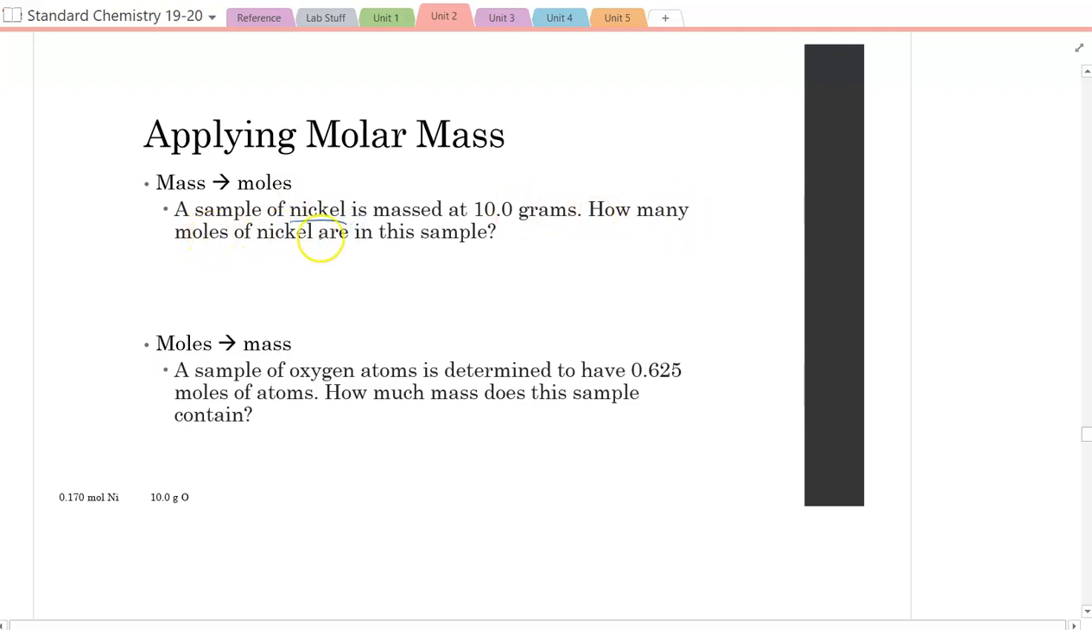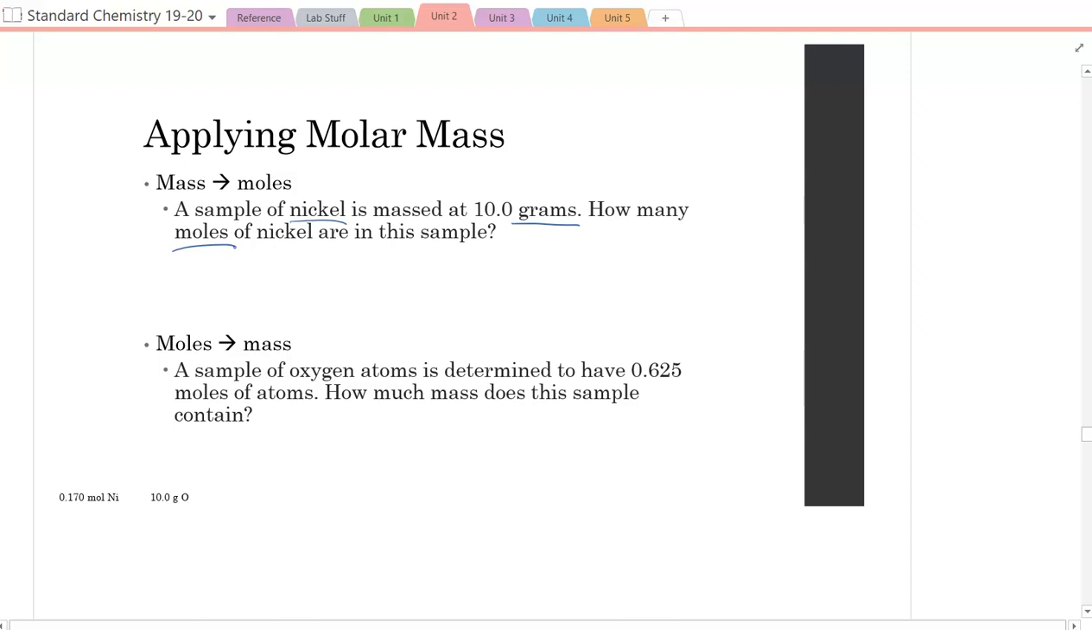How many moles of nickel are in the sample? All right, so you were given a mass amount, that's the grams. We're being asked for the mole amount. So I'm being asked to relate mass and moles. What could I possibly use to relate mass and moles? Oh, I know, molar mass.